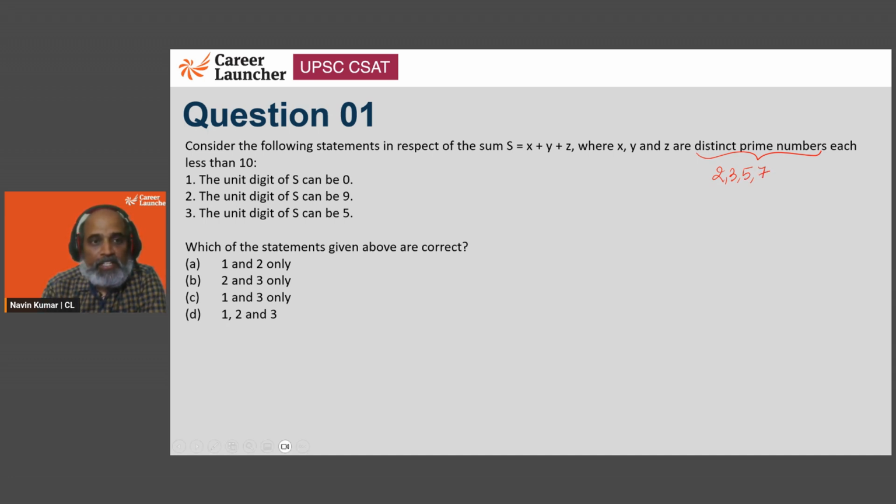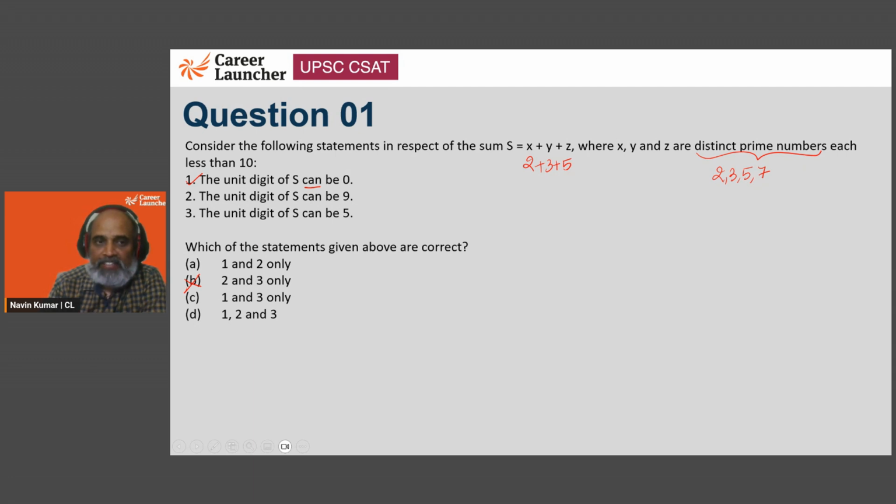Now, the unit digit of S can be 0. Yes, if we add 2, 3, and 5. So first is true because it says can, as in there is a possibility. Since first is true, so B cannot be our answer.